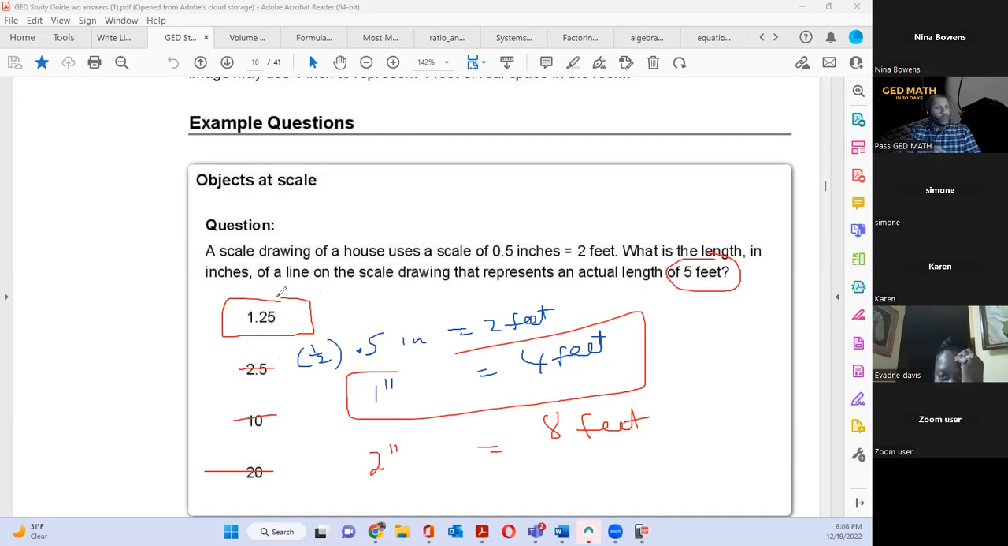by unit rate. What do I mean by unit rate? How much is 1 inch? 1 inch is 4 feet. By knowing that and using our multiple choice, we know the answer can't be 20, 10, or 2.5. Again, that's a 30-second problem.